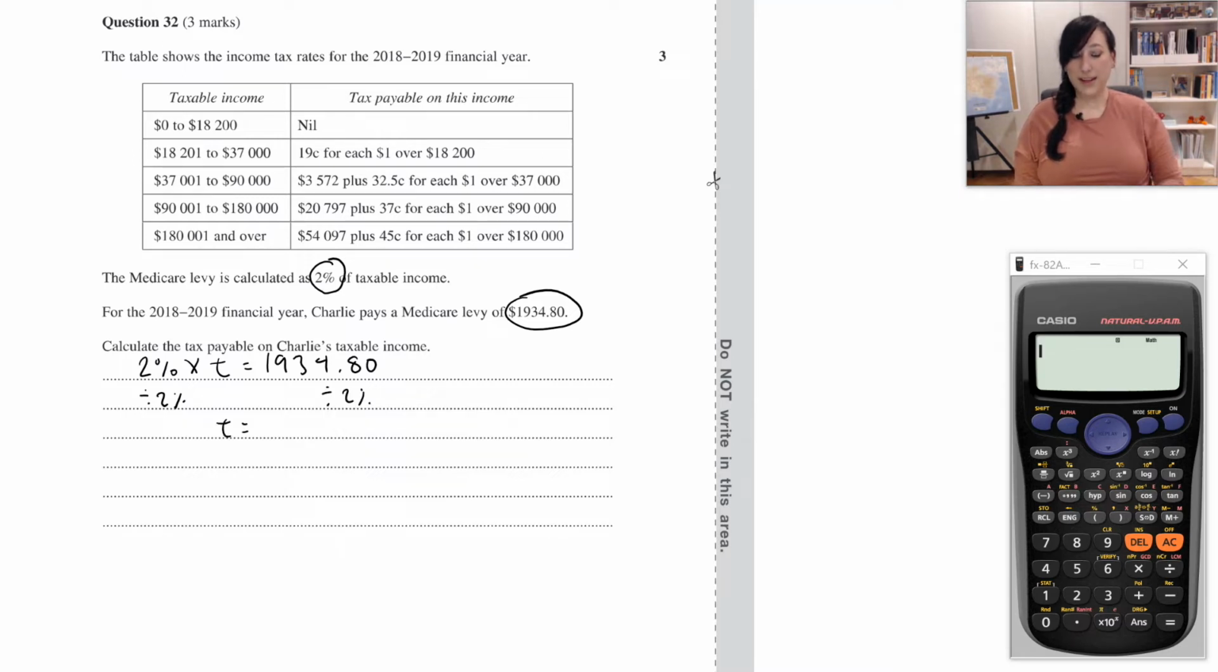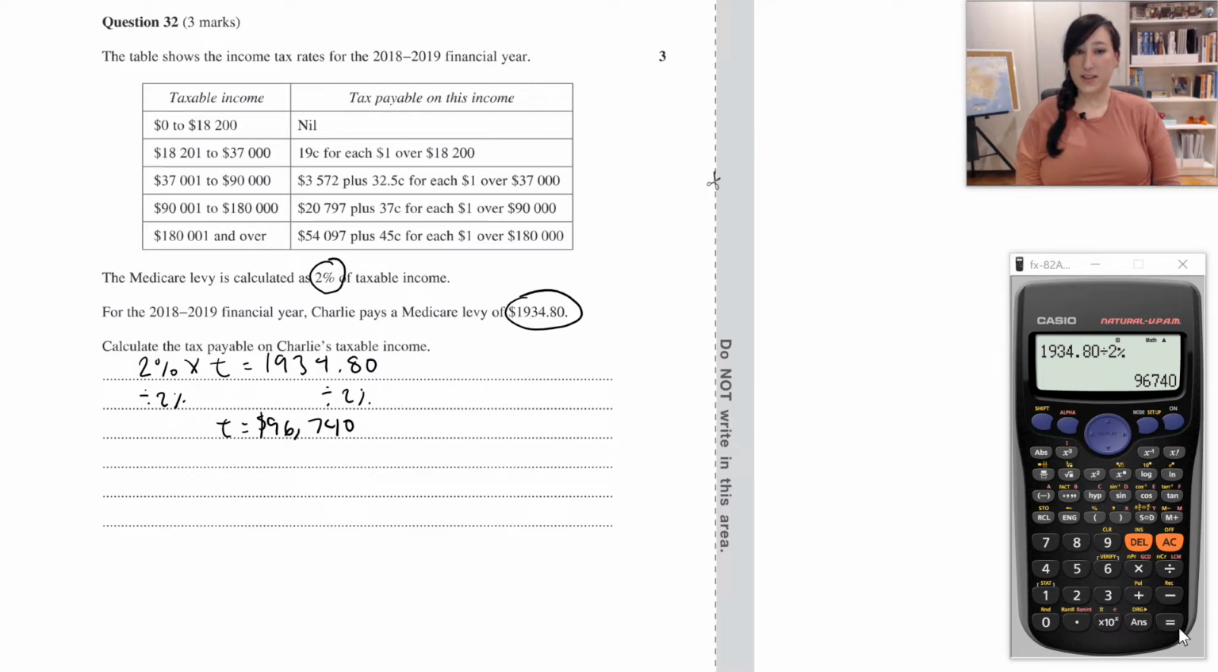So on the calculator, we'll do 1,934.80 divided by 2%, which you may also enter as a decimal 0.02. And we get $96,740. That's Charlie's taxable income. Now we can work out how much tax he needs to pay.